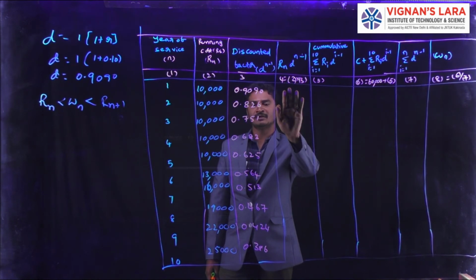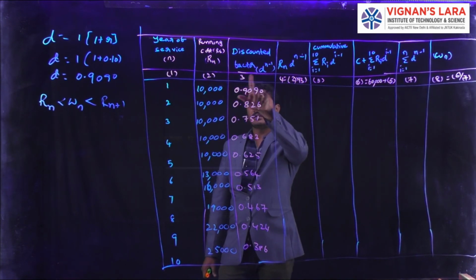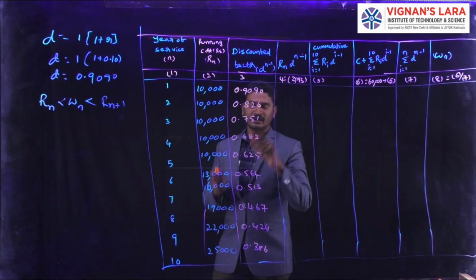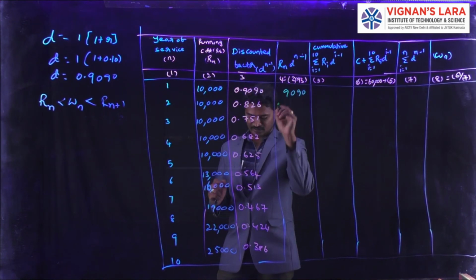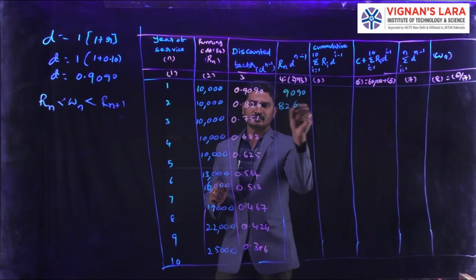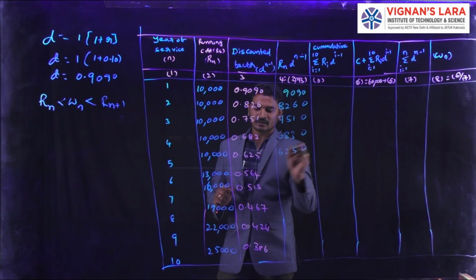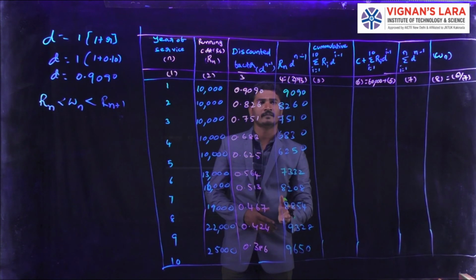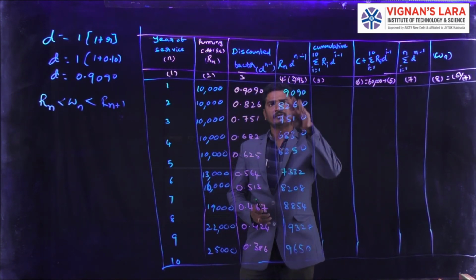Next, coming to the Rn value, the summation of Rn into the discount factor, we are going to tabulate in this column. It means running cost into discount factor: 10,000 into 0.9090 gives 9090. Here we get 8260, here 7,510, here 6830, here 6250, like that. Here also 13,000 into 0.564. After this column we are going to accumulate these values.